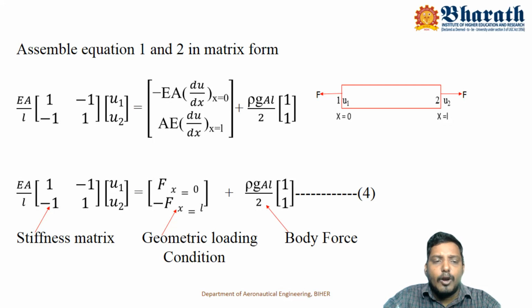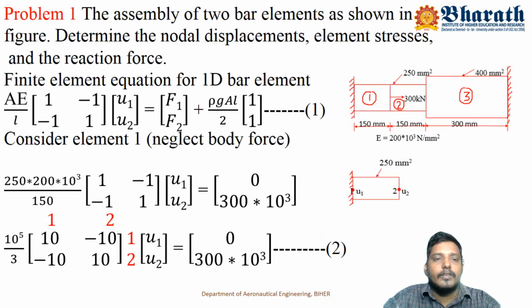We also assume the Young's modulus to be constant. It means the element is made up of the same material, as well as the area of the cross section to be uniform. If we consider the element area of cross section to be uniform, then only we have to apply equation number 4. So once we derive the finite element equation, we try to solve some numerical problems.